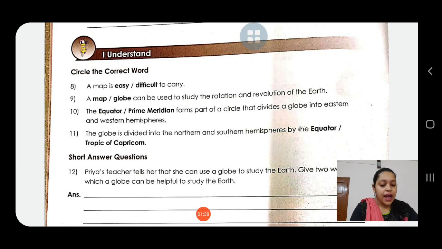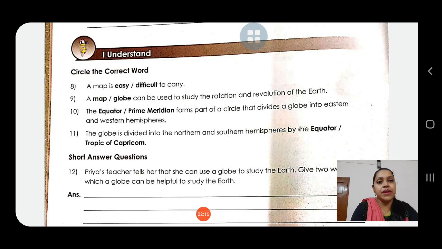Then number 9, a map, globe, can be used to study the rotation and revolution of the earth. So children, what can be used to study the rotation and revolution of the earth? Yes, it is globe. So circle globe. Then number 10, the equator, prime meridian forms part of a circle that divides the globe into eastern and western hemisphere. Okay, so between equator and prime meridian, which one divides the earth into the western and eastern hemisphere, and it's a part of a circle? Yes, it is the prime meridian.